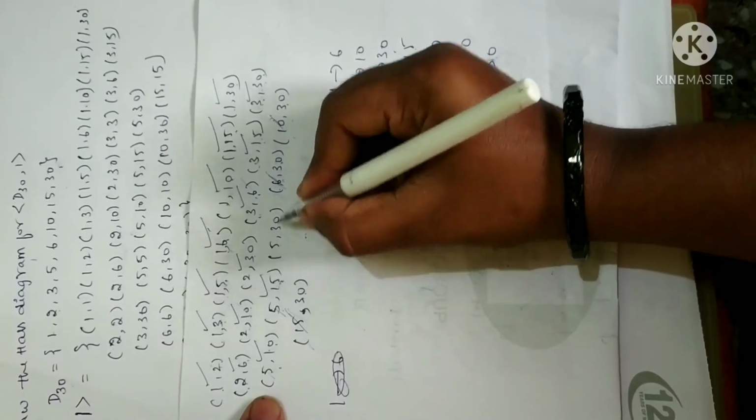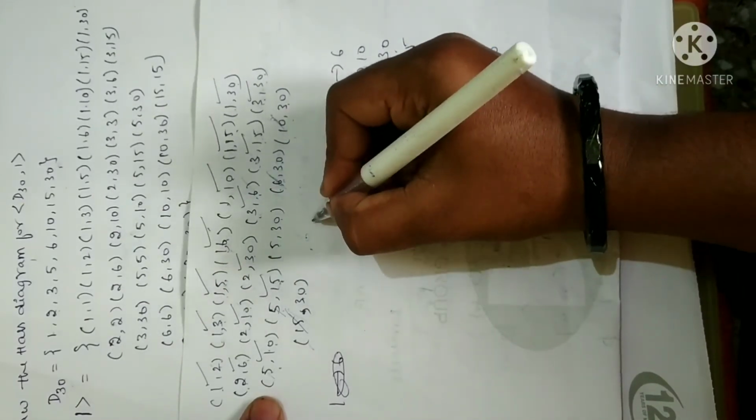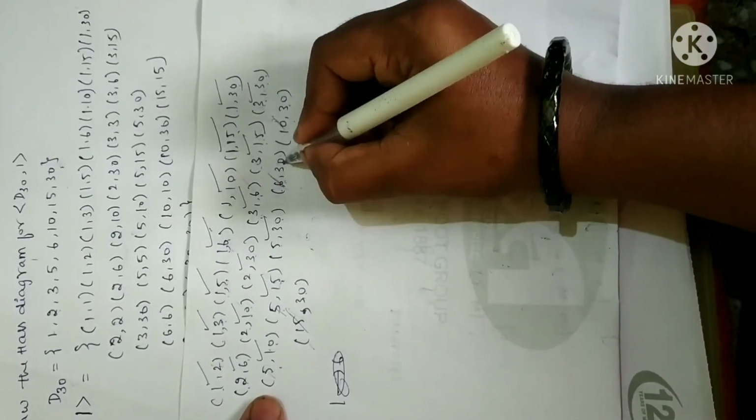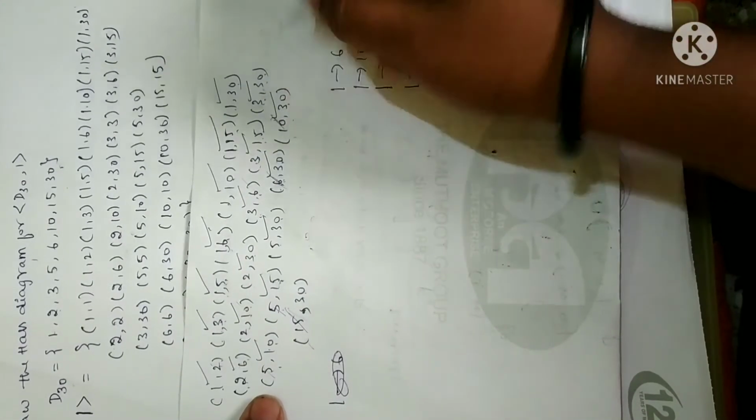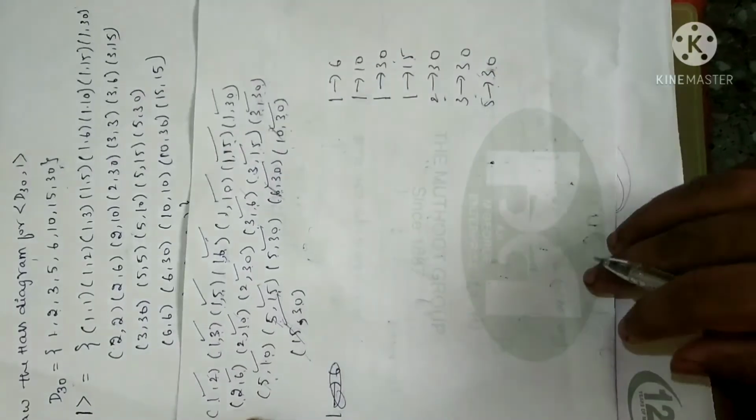Next 5 to 30, since we don't have an element starting with 30, so nothing to do with this. Next 6 to 30, again we don't have an element starting with 30. Next 10 to 30, we don't have an element. 15 to 30 also we don't have an element.